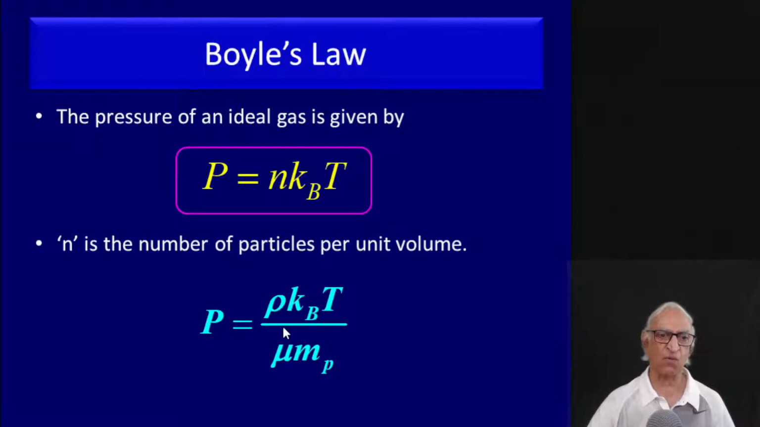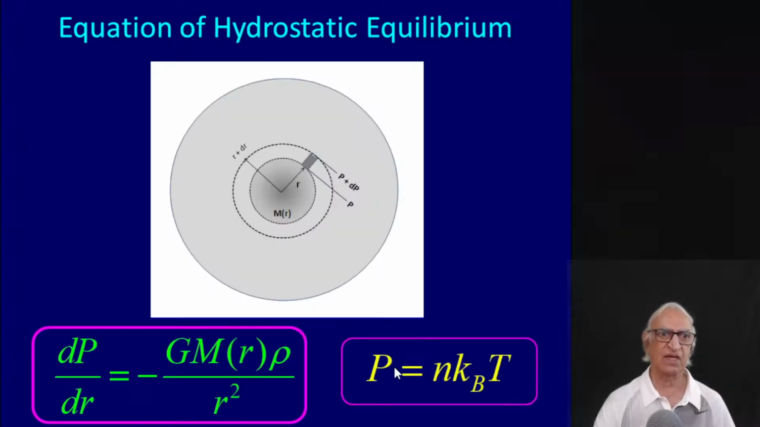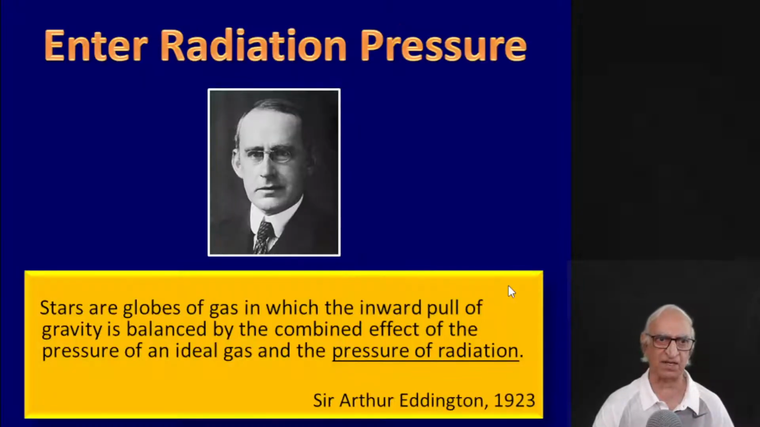And therefore, one has to introduce the notion of a mean molecular weight to account properly for the total number of particles. Therefore, the number of particles per unit volume in the formula above has been replaced by the mass density rho divided by mu mp, where mp is the mass of the proton and mu is the mean molecular weight. So here is the equation of hydrostatic equilibrium. It says that dP by dr is minus G m rho over r squared, and the pressure has to be calculated according to Boyle's law. This was the earlier theory.